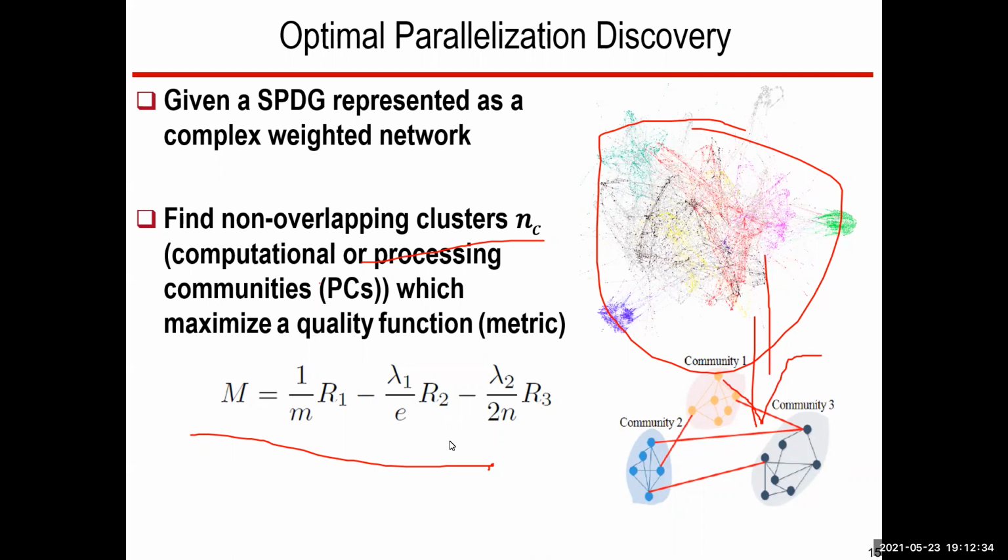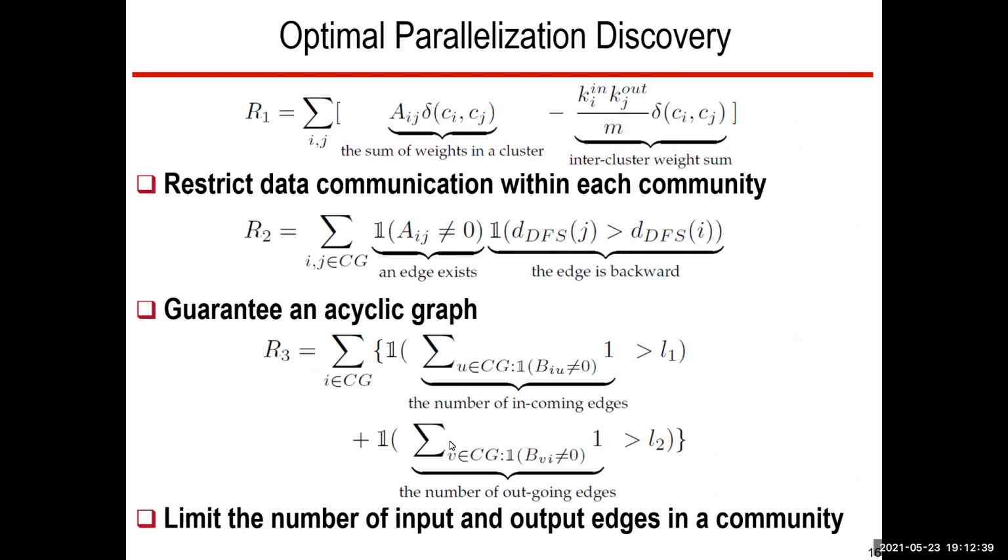Let's take a look at the three terms used in this optimization model. The first term restricts data communication within each community. This is the sum of weights in a cluster, and this is the inter-cluster weight sum. Basically, by maximizing R1, we're trying to maximize the sum of weights in a cluster, basically trying to restrict data communication in each community.